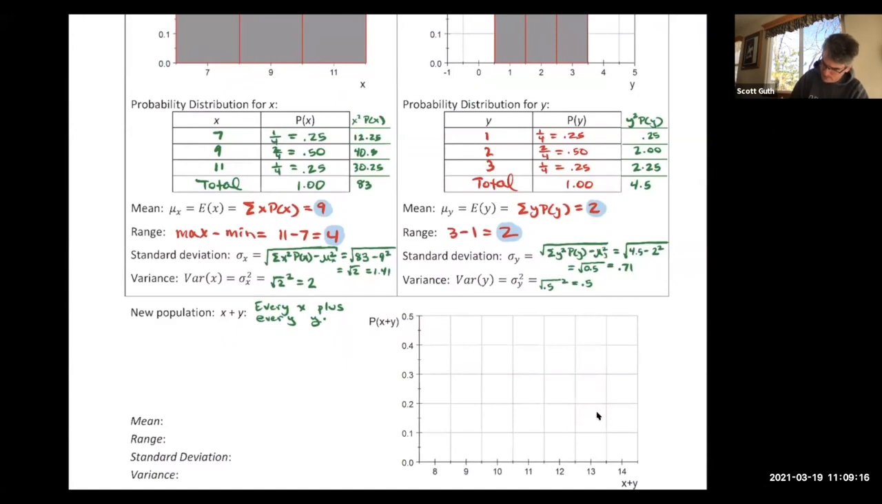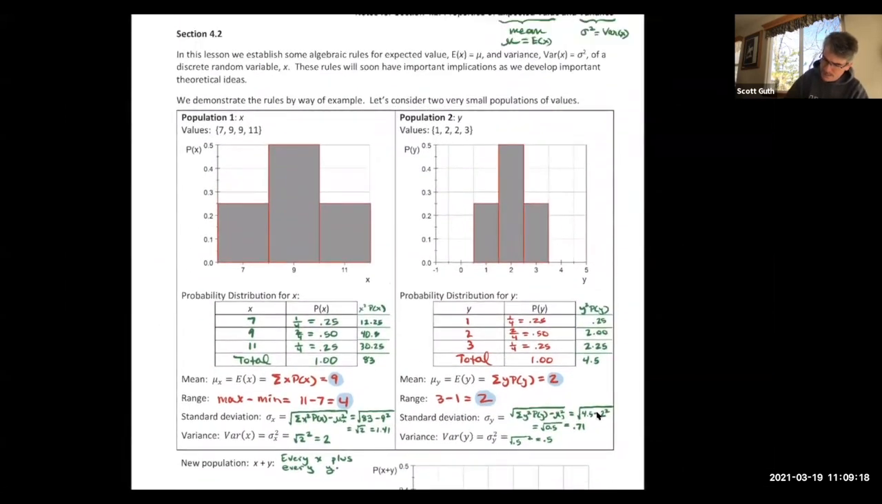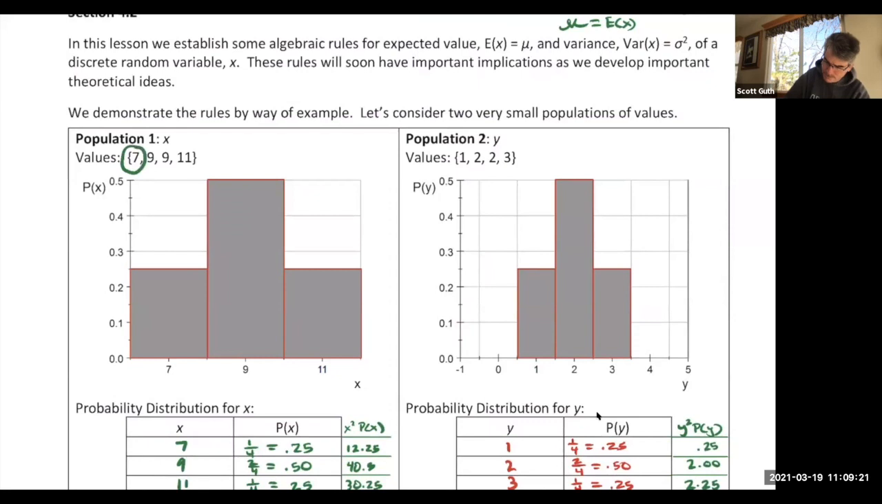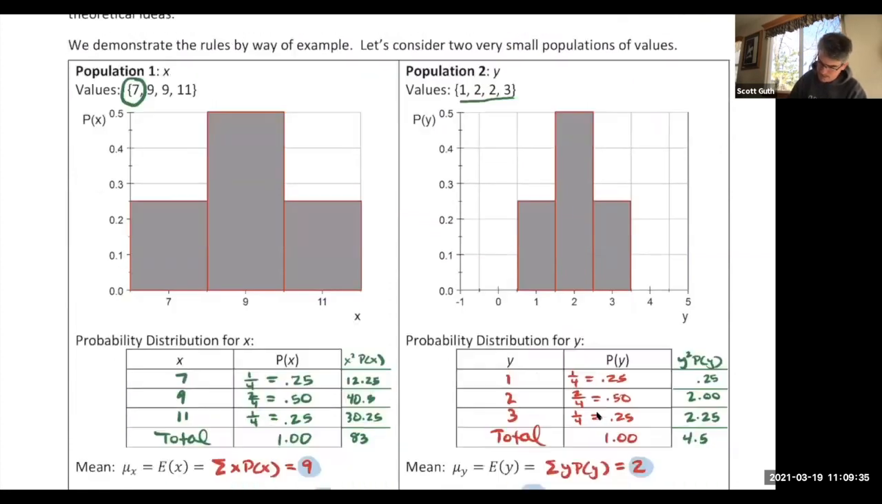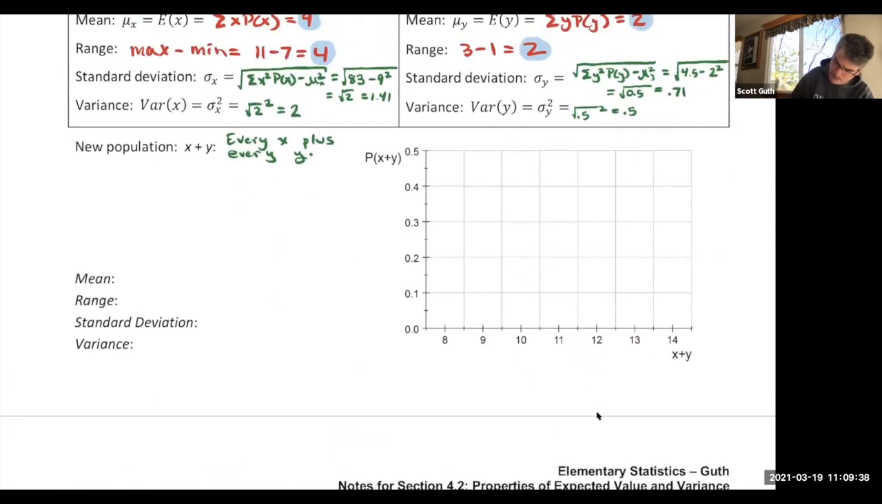I'll go ahead and list these. If you take the 7, that's the first X, and you add all the Y's here. 7 plus 1 is 8, plus 2 is 9. There's another 2, so you get a 9 again. And the 7 plus 3 is a 10.